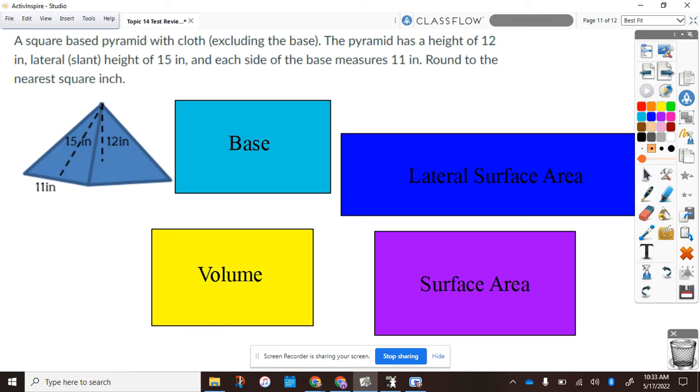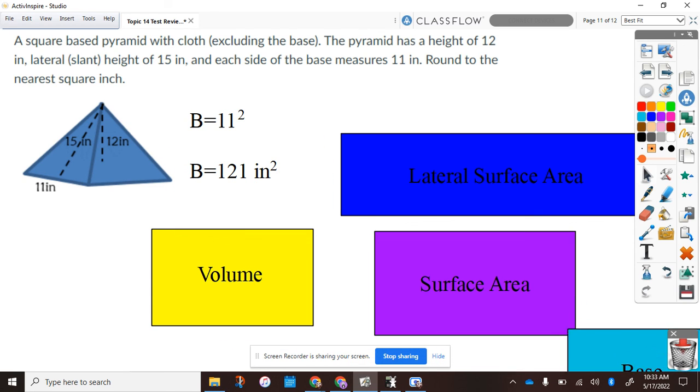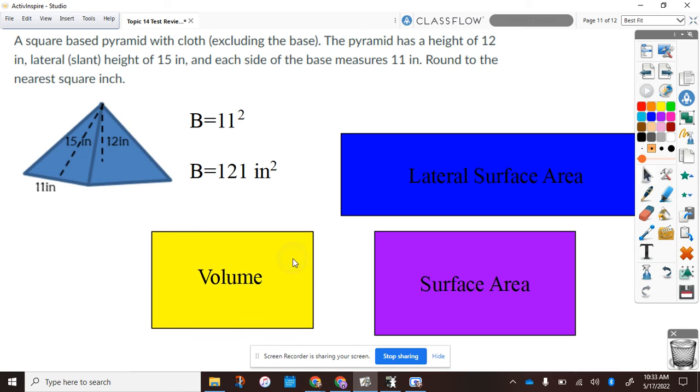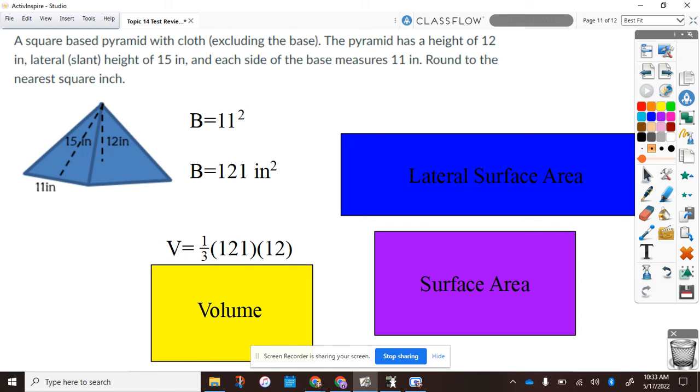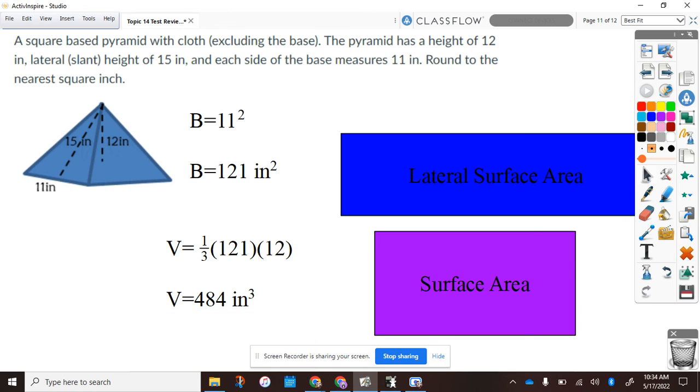Square base pyramid is covered with cloth everywhere except for the base. Pyramid has a height of 12, a slant height of 15. Each side is 11. Round to the nearest whole number. So the area of the base is going to be an 11 by 11 area, so it's 121. Your volume is 1/3 times capital B times the height, which is 12. 1/3 times area of the base times height. 484. Rounded to the nearest whole number is 484.